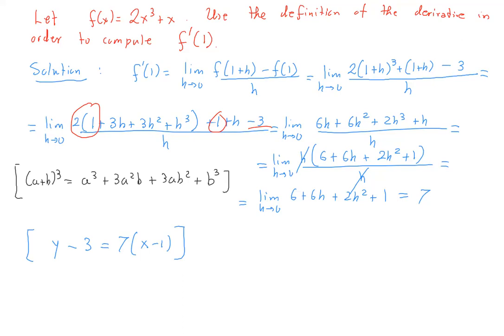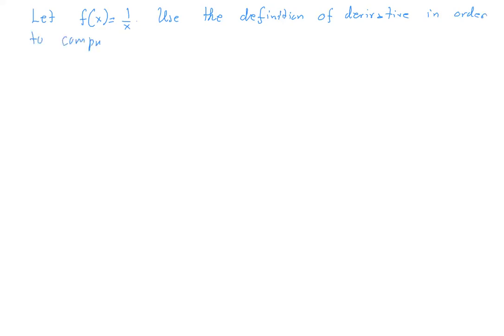I would like to do one more example before we finish this, and let's do a rational function. So let f of x be 1 over x. Use the definition of derivative in order to compute, let's do f prime of 2. F prime of 2. Okay, why don't we do that? And let's see the solution.